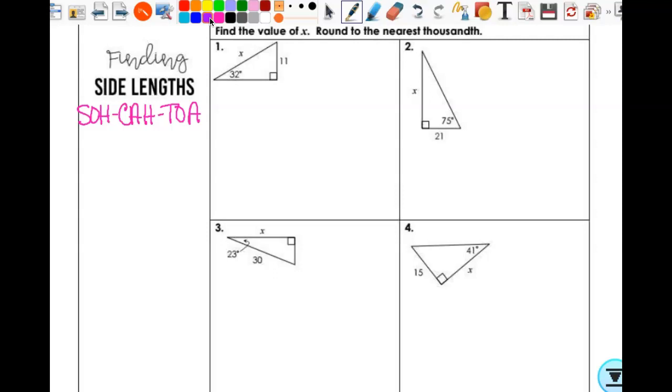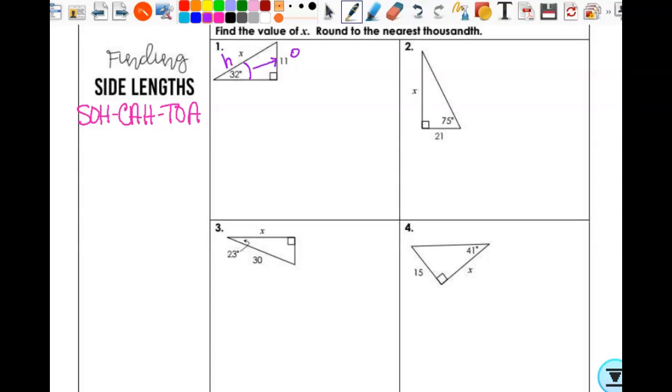And so everything is based off of the acute angle we're working with, which is 32. Across from 32 is 11, which is my opposite side. What is x? The hypotenuse. Okay, I'm not going to label the adjacent side just because I don't need it and I don't want it to confuse me.